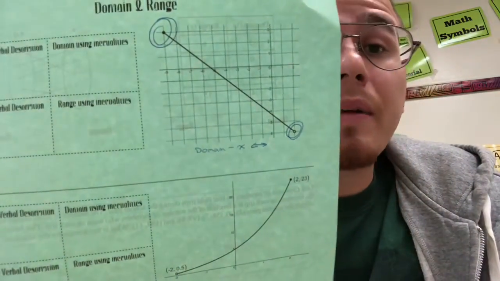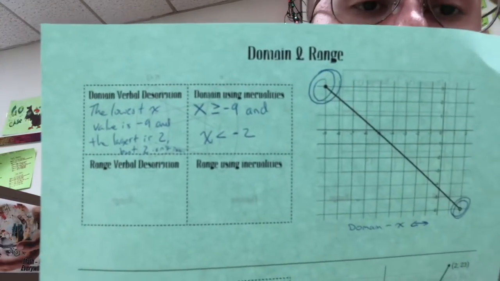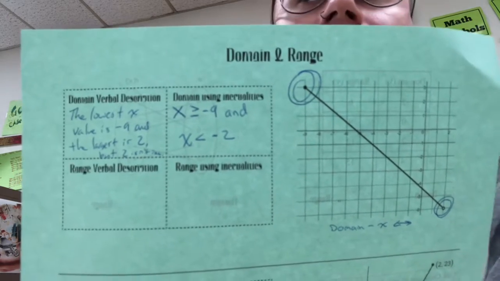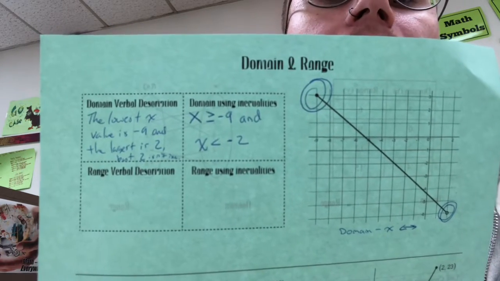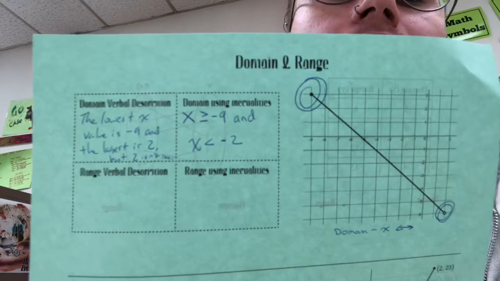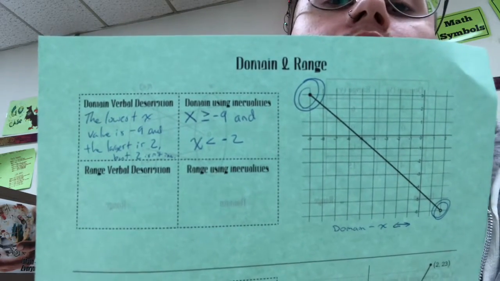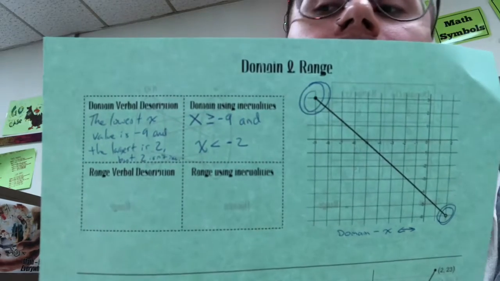That's the verbal. Then we have to write using inequalities, and we haven't done a lot with this yet, but now's a good time to learn, so pay attention to this next part. All right, so I filled in my verbal description. Lowest x value is -9. The highest domain value is 2, but 2 is not included. For the inequality, if you don't know anything about inequality signs, it's just a way to show a range of values. So instead of an equal sign, you have multiple numbers that make the thing true.